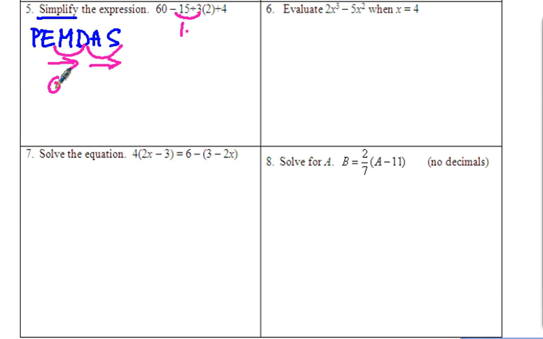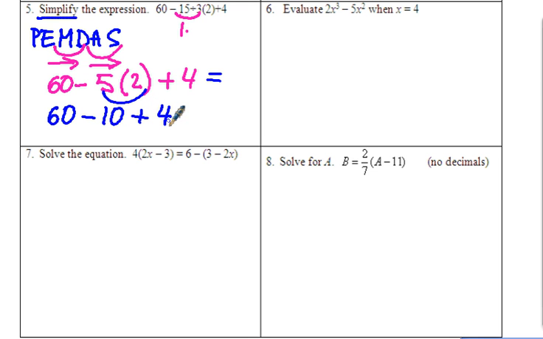What do we get? 60 minus 15 divided by 3 is 5. That we will be multiplying by 2 plus 4. We have subtraction, multiplication, addition. What do we do first? Multiplication, sure. 60 minus 10 plus 4. And then again, from left to right. We cannot start with the plus. We have to start again from left to right. 60 minus 10 is 50 plus 4, 54. Well done.